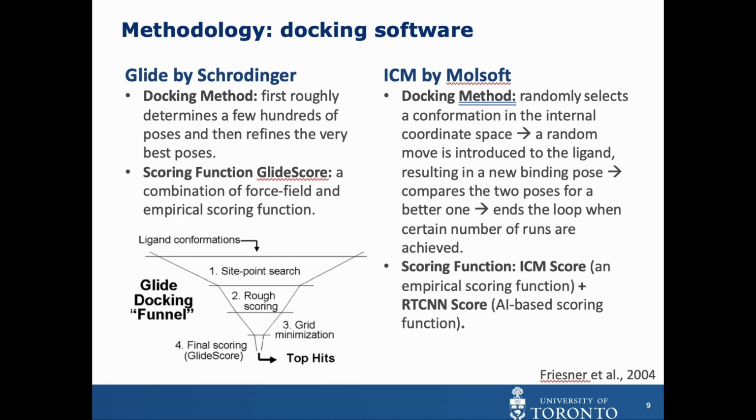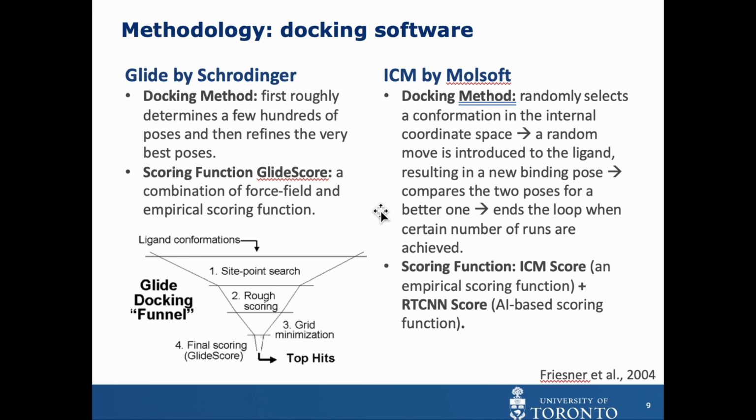Next, I will introduce the methods used in this study. To support our objectives, we will use two well-established docking programs that employ structure-based docking approaches, Glide by Schrodinger and ICM by MolSoft. These tools use distinct docking methods and scoring functions. Glide operates with a funnel-like strategy. It begins by generating a broad set of potential docking poses, which are then refined using Monte Carlo sampling. Glide scores these poses using GlideScore, a function that integrates both force field and empirical scoring methods.